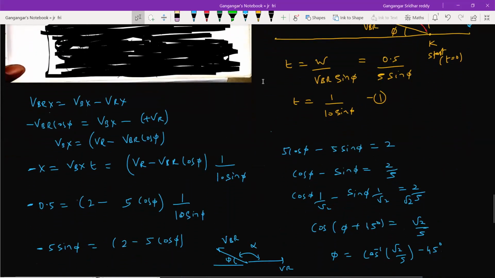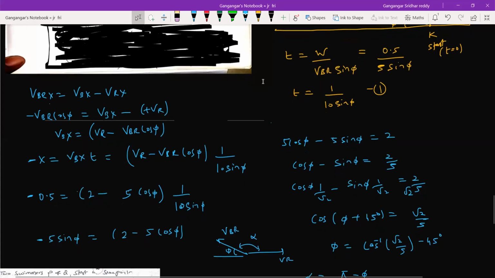It need not be 500. I can take 400, 300 meters. So what is the situation here? The path is fixed here. In the earlier problem, what happened? The path we don't know. Here I'll make the path fixed.